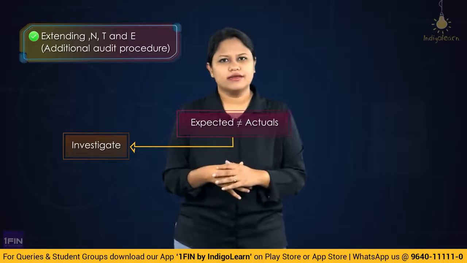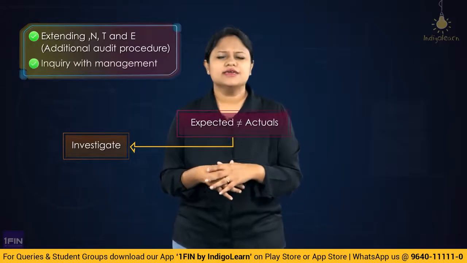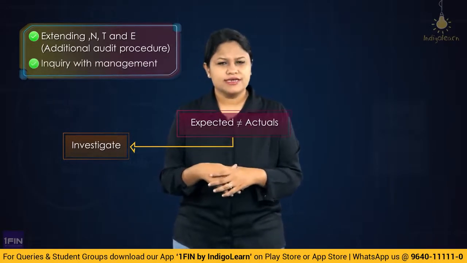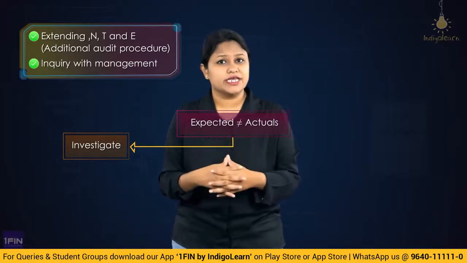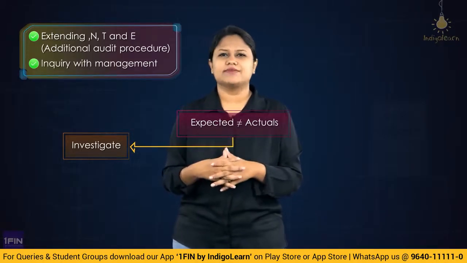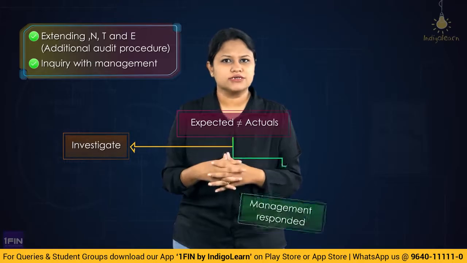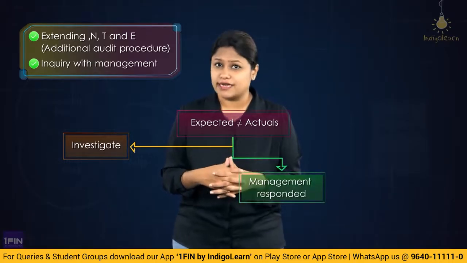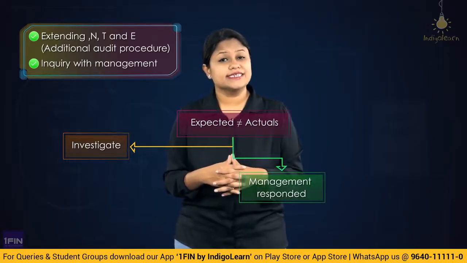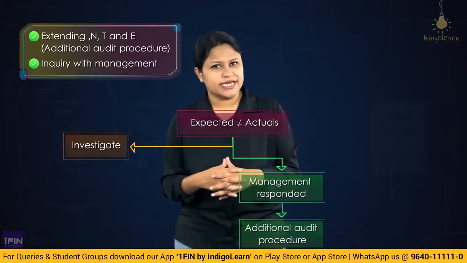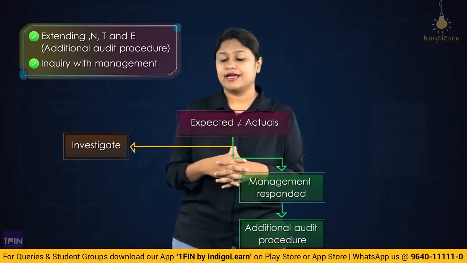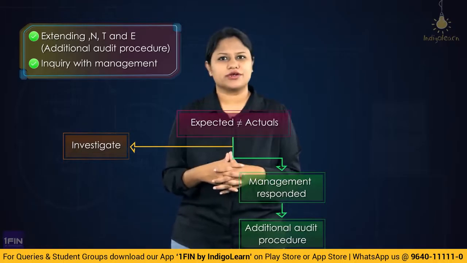Two ways. One, you inquire with the management. The management will give you a response. And I have given you the example of the casual laborers, where you will understand that the management is going to give you some kind of response. But the response we cannot simply rely upon. We have to perform additional audit procedure just to check what the management is telling and what they have done is actually matching or not.